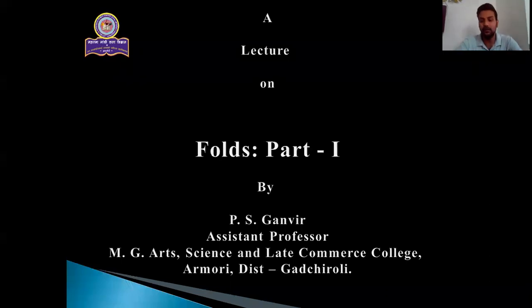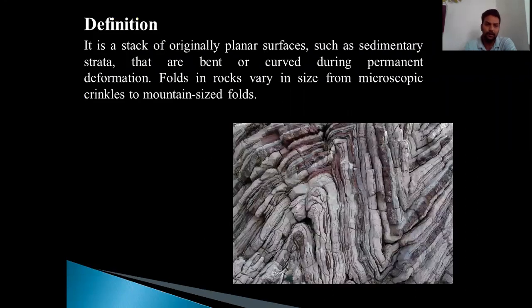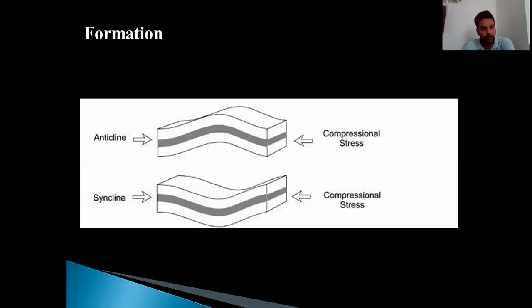Today it was the session on fold part one, where we saw the definition, morphology, and some of the significance of the fold. We saw the definition of the fold: it is a stack of originally planar surfaces which underwent curving or bending due to compressional stresses. It can vary from the microscopic level to the megascopic level. Then we saw its formation: folds are formed under the effect of compressional stress, and they are most pronounced in tectonic regions where the compressional stresses are quite active.